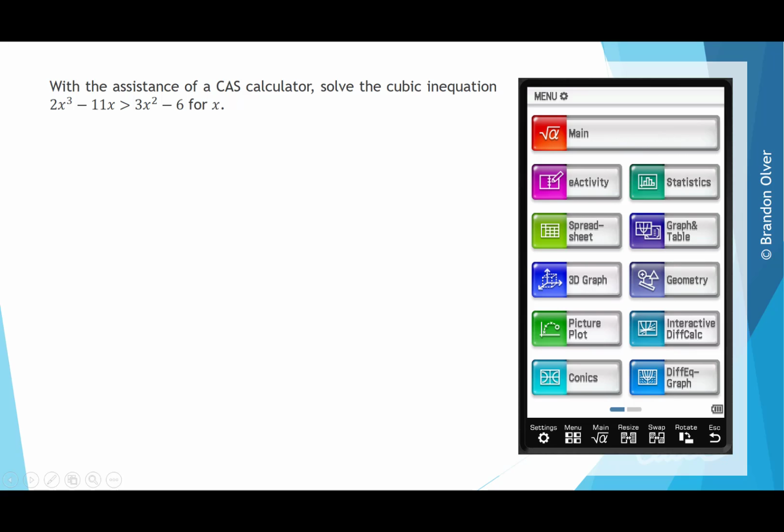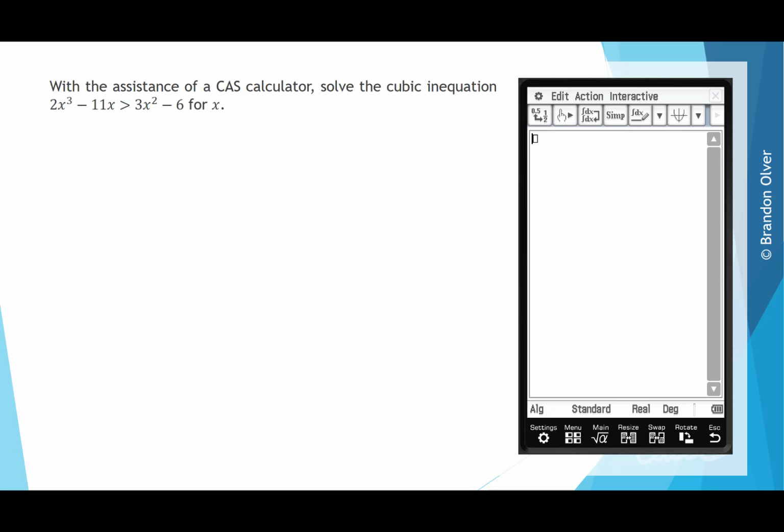With the assistance of a CAS calculator, solve the cubic inequation 2x cubed minus 11x is greater than 3x squared minus 6 for x. On the CAS calculator, go into the main menu. Next, we want to type in the inequality that we wish to solve.